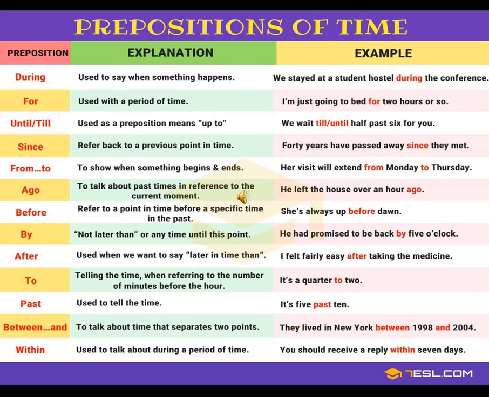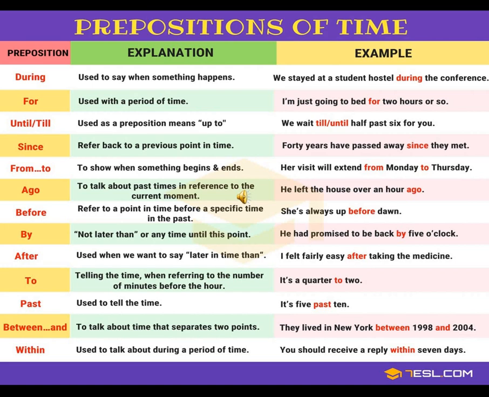Now the word for is used with a period of time. When you're talking about a particular period of time, you use the word for. I'm just going to bed for 2 hours or so. So 2 hours is a period of time. That is why for has been used. Now until and till are prepositions which can be used interchangeably, and they mean up to. So we waited till or until 6:30 for you. They waited up to 6:30.